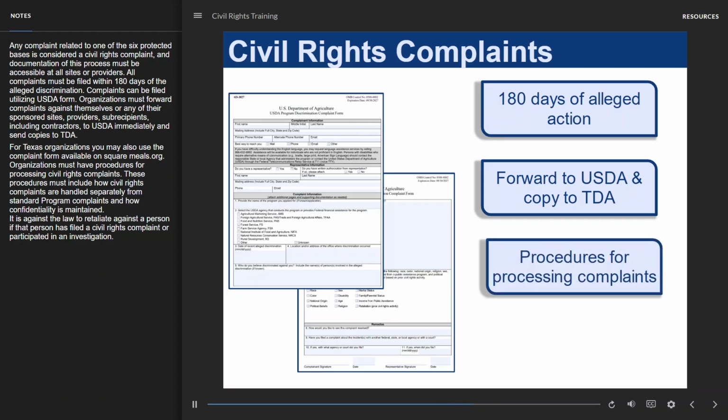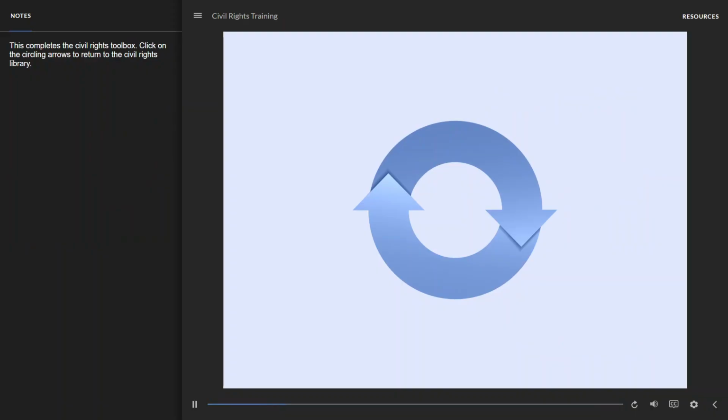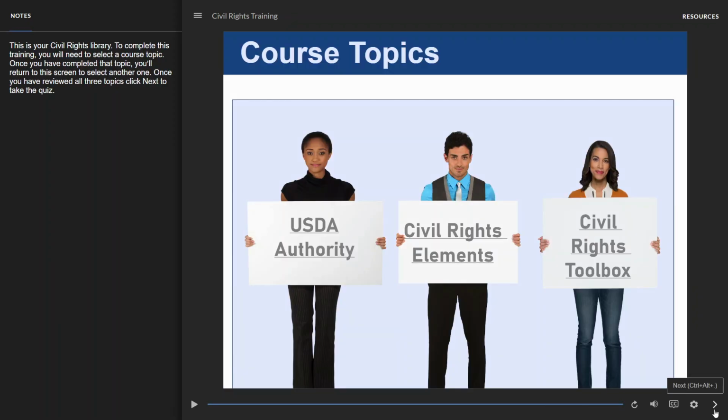Organizations must have procedures for processing civil rights complaints. These procedures must include how civil rights complaints are handled separately from standard program complaints and how confidentiality is maintained. It is against the law to retaliate against a person if that person has filed a civil rights complaint or participated in an investigation. This completes the Civil Rights Toolbox. Click on the circling arrows to return to the Civil Rights Library.